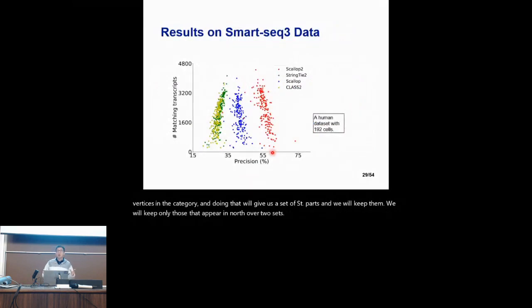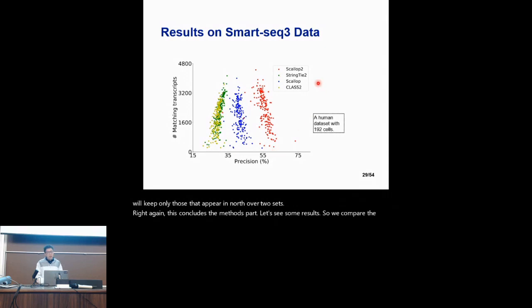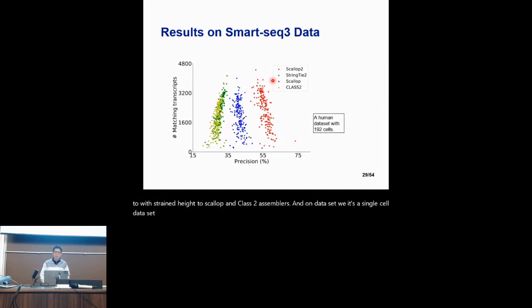All right. Again, this concludes the methods part. Let's see some results. So we compared Scallop 2 with StringTie 2, Scallop, and Class 2 assemblers on a single-cell data set from the SmartSeq3 protocol with 192 cells. The x-axis gives the precision and the y-axis gives the matching transcripts to the annotation, which is proportional to recall. Each point corresponds to a cell. And you can see the accuracies of the Scallop 2 assemblies are higher than the assemblies of other methods.